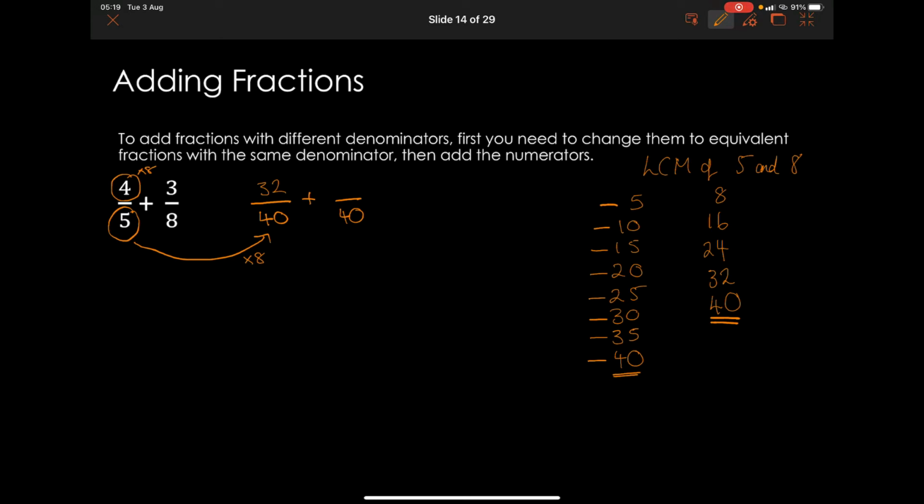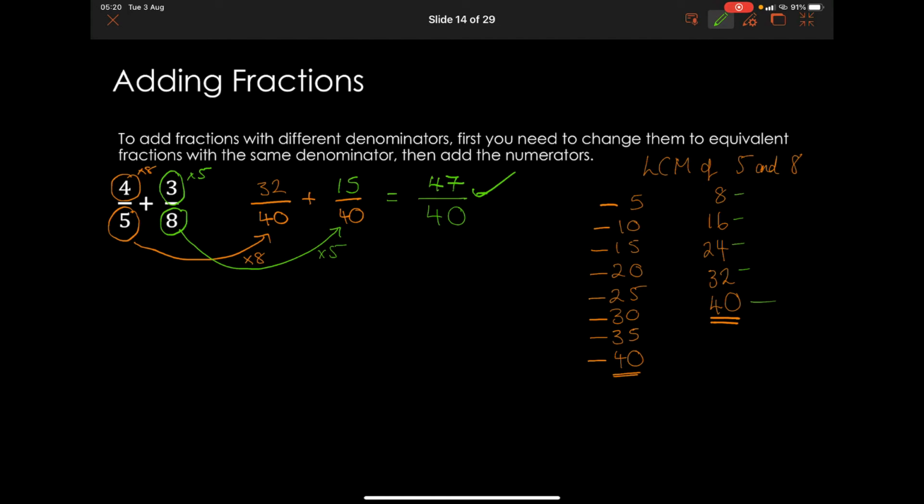Okay, and then I have to look at, I'm just changing my colour, what did I do to this 8 to get 40 here? And I 1, 2, 3, 4 times by 5. Okay, so if I times that by 5, then I need to times this by 5. 3 times 5 is 15. Okay, so then on the bottom of my fraction will be 40. And then on the top of my fraction, I just need to do 32 add 15, which is 47. Okay, so my final answer will be 47 over 40.